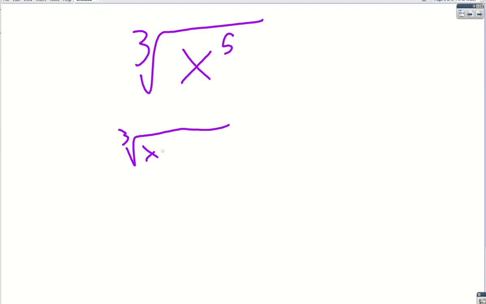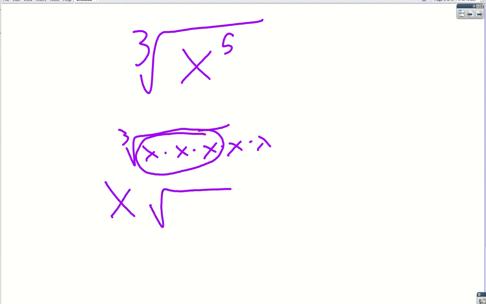And then just one more quick example. Let's say I have the cube root of x to the 5th. So x to the 5th is 1, 2, 3, 4, 5. It says circle groups of 3. There's a group of 3, so one group gets to stay out, and 2 stay in. So it'd be like that.